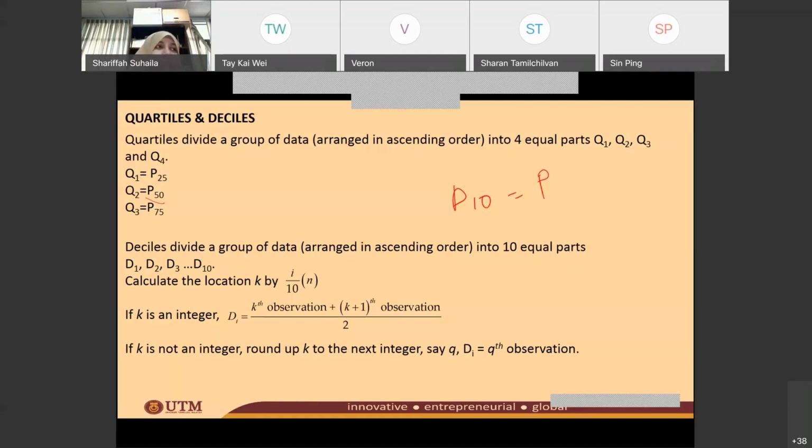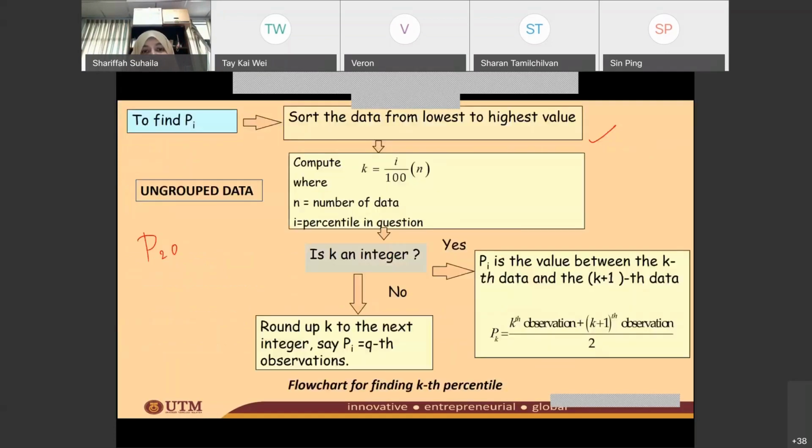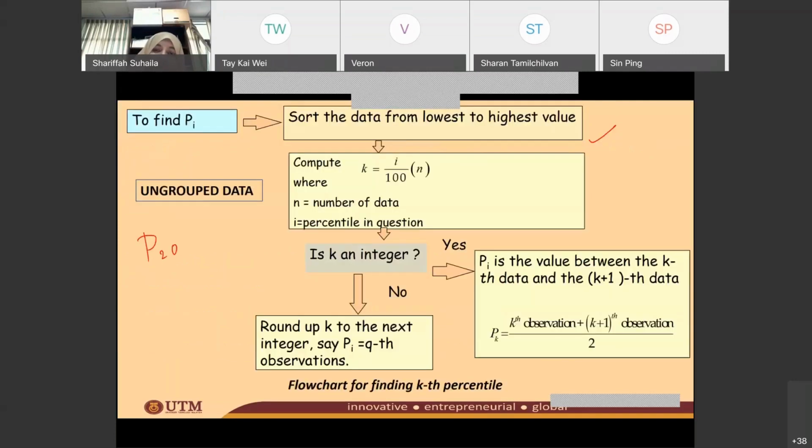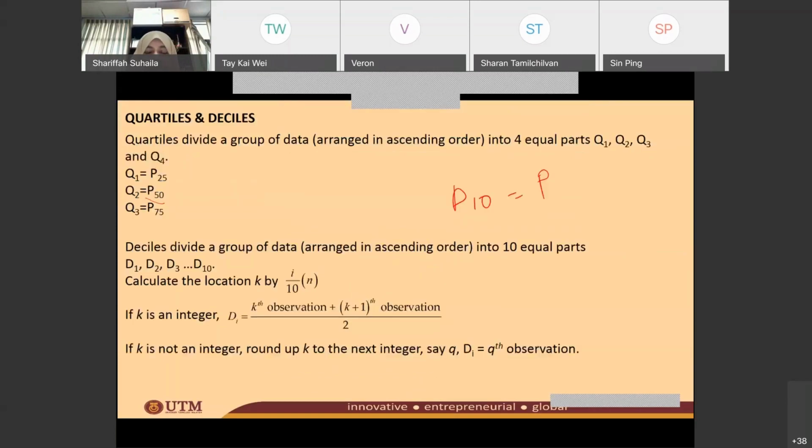Let's say Q1, you already know that one is your 25th percentile, P25. So you can use this one back. Okay, the same flowchart is fine, any one as long as you get the answer. Okay, Q2, you get P50. So you just use 50 divided by 100 times n. So the same thing. Okay.